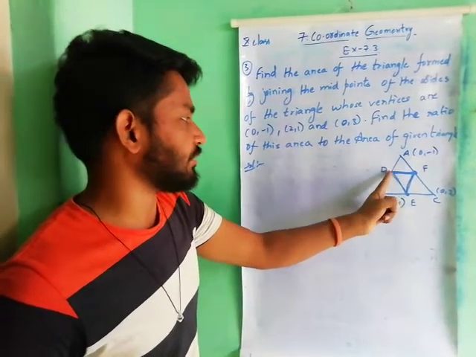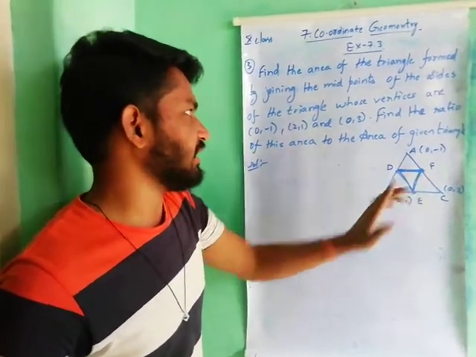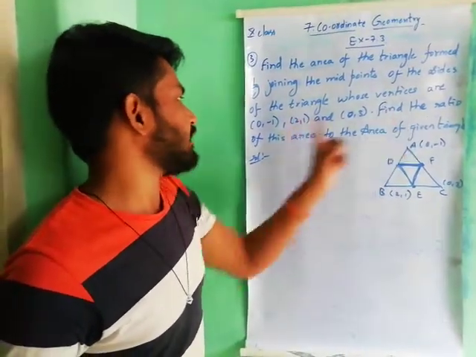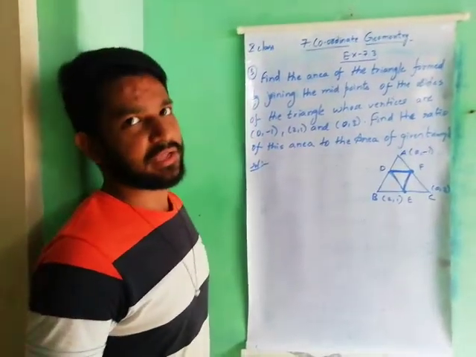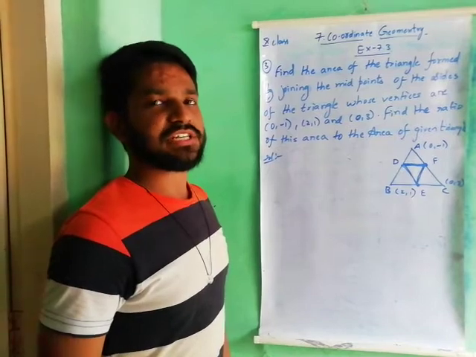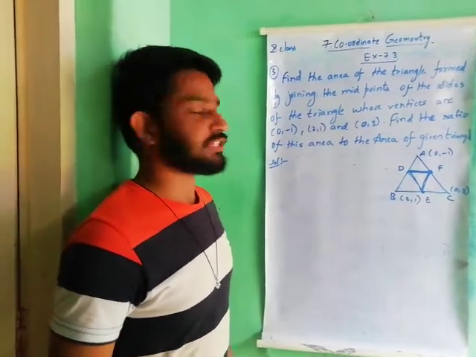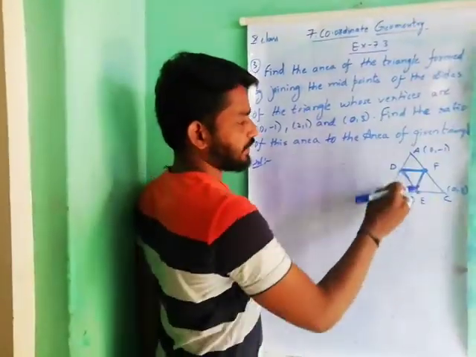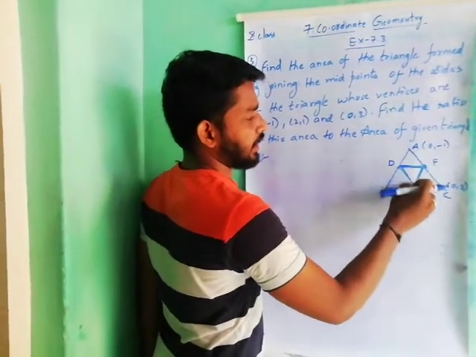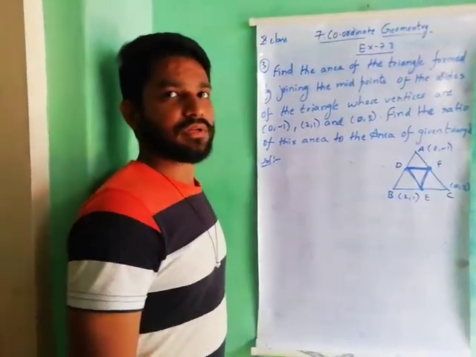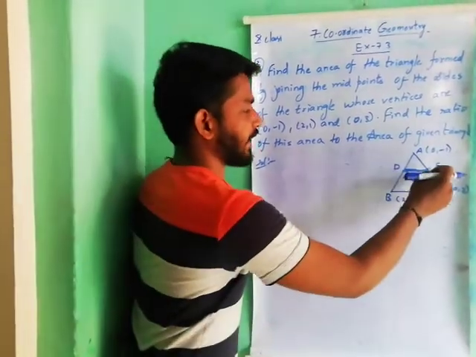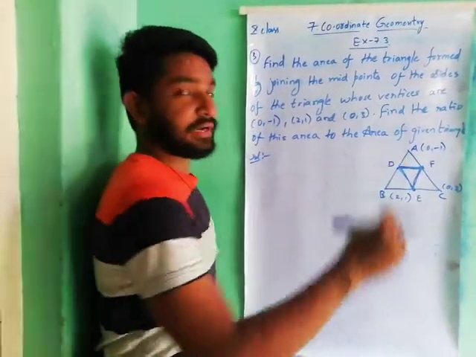we have to find out the area of DEF and find the ratio of this area to the area of the given triangle. The question is we have to find out the ratio of the area of the given triangle and the area of DEF. The formation of a triangle by using midpoints.